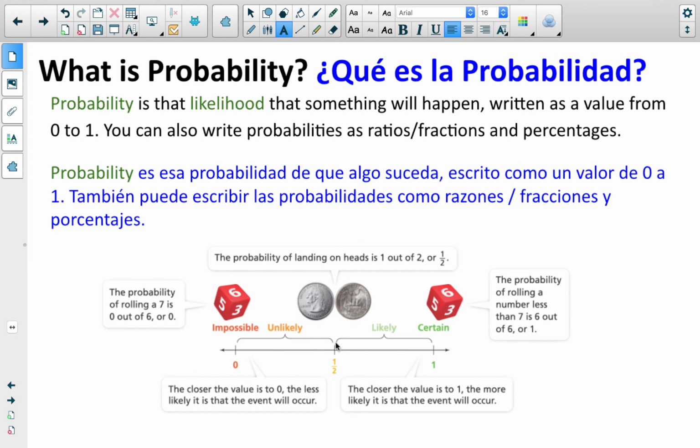50-50% means equally likely or just as likely as not. 0 is impossible. It can't happen. 1 is certain. And then anywhere between 0, greater than 0, less than 50 is unlikely. And obviously, the closer you're getting to 0, the more unlikely it is. And then likely is greater than 50%, but before you get to certain. And the higher you are to getting towards that 1 or 100%, the more likely it is to happen.